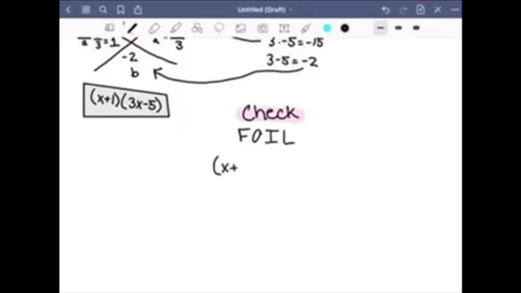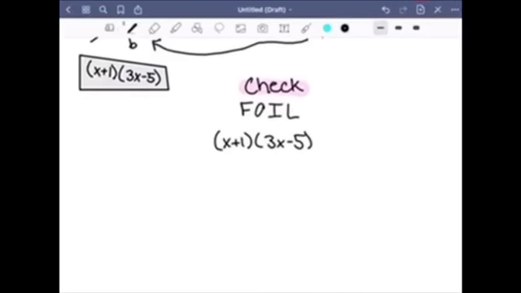And this is just a great way to check your work. And you know that you're right once you check it. So x times 3x is 3x squared. x times negative 5 is negative 5x. 1 times 3x is 3x. And 1 times negative 5 is negative 5.